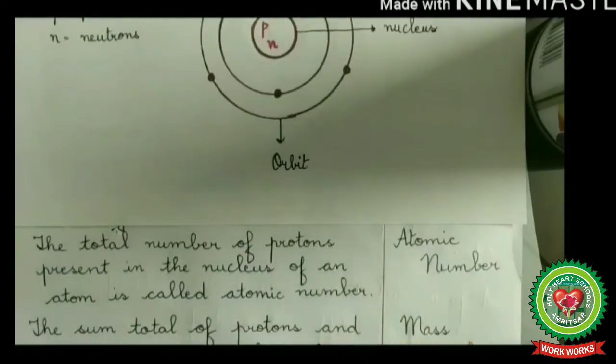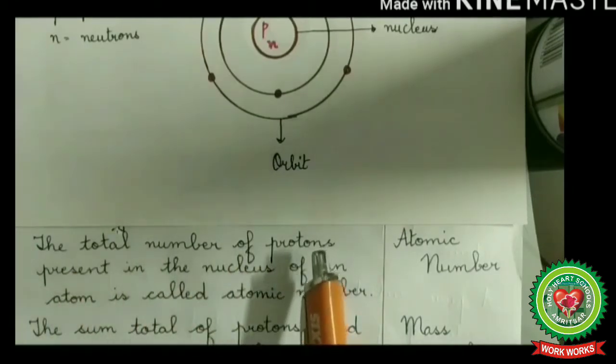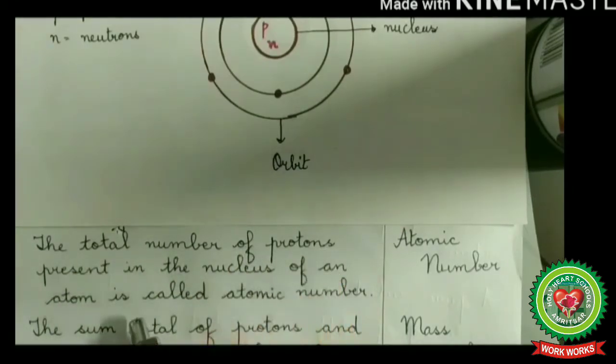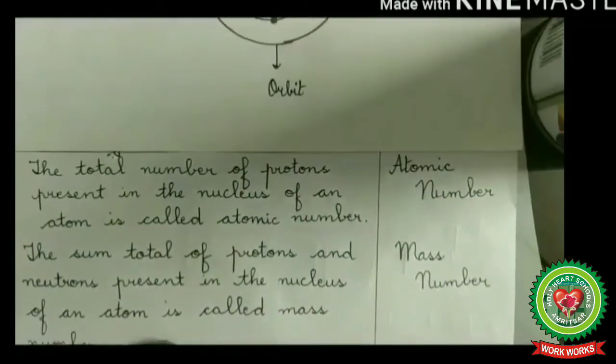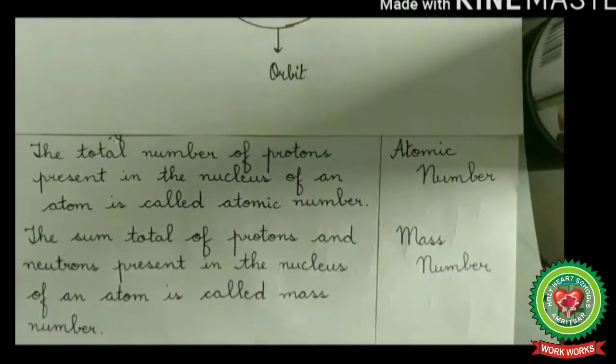Next is atomic number. Students, in a nucleus of an atom, there are protons. And the total number of protons present in the nucleus of an atom is called its atomic number. Next is mass number. The sum total of protons and neutrons present in the nucleus of an atom, that means how many nucleons are present in the nucleus of an atom, is called its mass number.